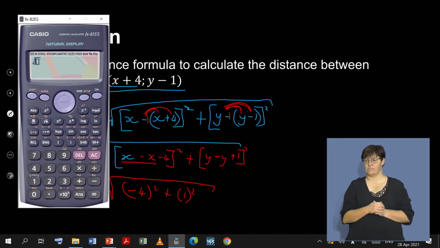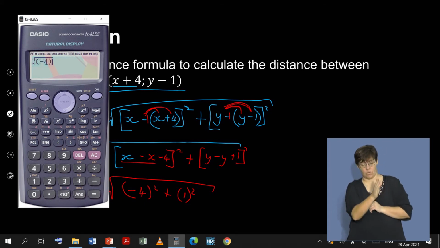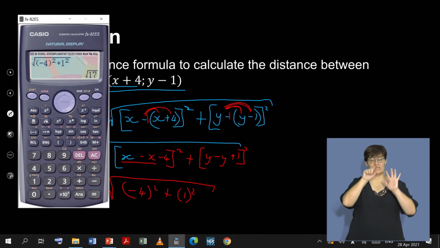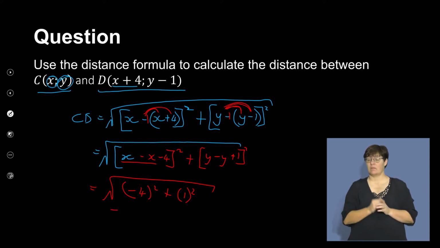Cool. So the square root, and I open brackets. It's important that I'm squaring the minus 4 and not just the 4. So I'm going to put brackets there. I'm going to go minus 4 squared. I'm going to add 1 squared. And the answer that I get is the square root of 17. And so my answer is the square root of 17.